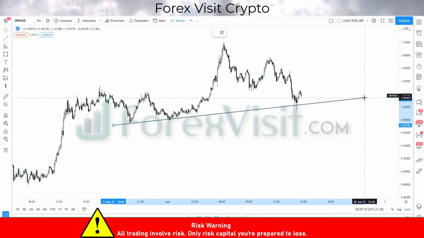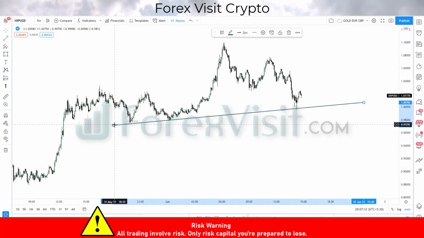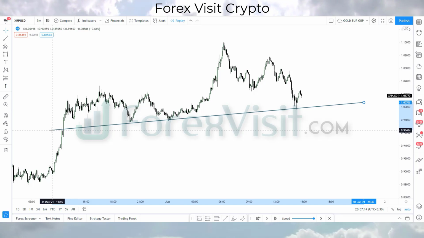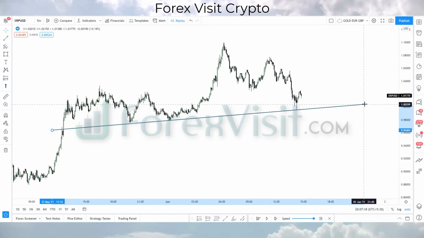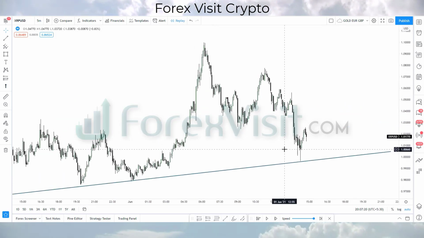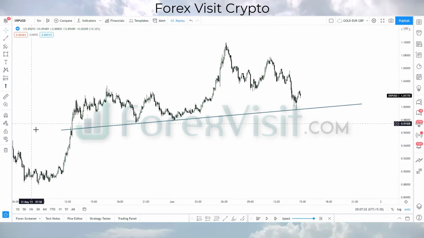So today I'm going to share advanced crypto price action trading strategy. To understand this strategy, we open Ripple USD 5-minute time frame and draw trendline channel to understand market movements.